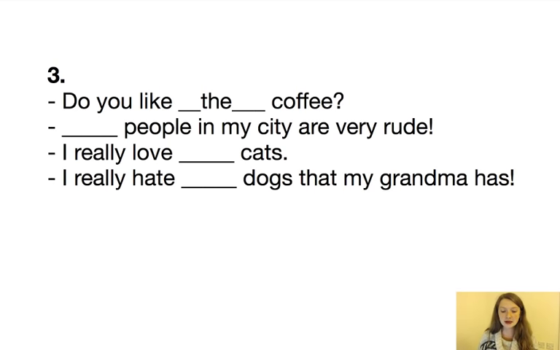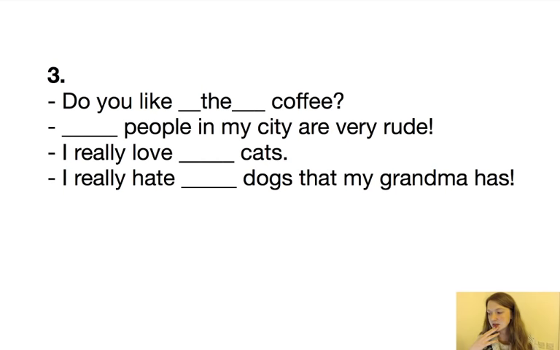What about here? So this time we've got people. What do we think? And this is a trap. This is a trap question. What do we think with this one? People in my city are very rude. Do I need an article? Because it's a plural. So with a plural, I can't use a and an.